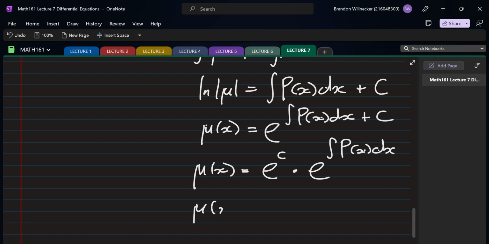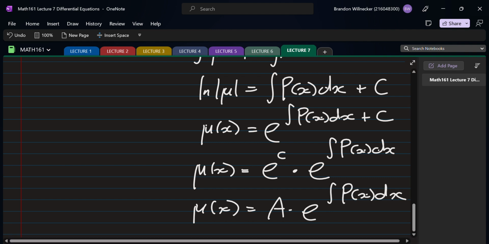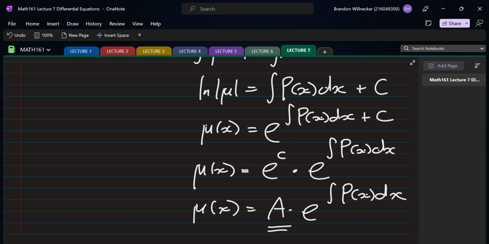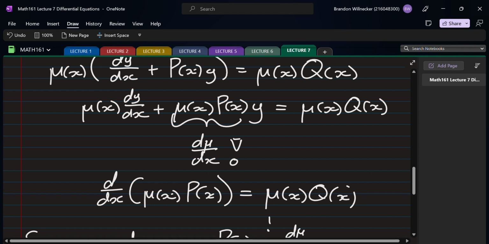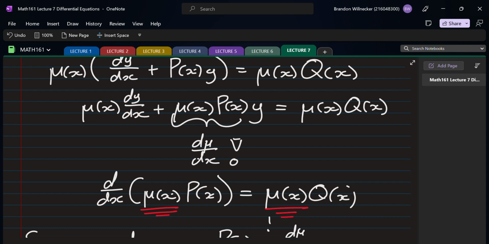Let's call that a. So we have mu of x equals a times e to the integral p of x dx. Okay, so we have this integrating factor mu with a constant in front. Now I said that the constant doesn't matter, and the reason for that is that when we substitute mu, let's go back here to the previous statement, so we substitute mu, we see that it appears on the left-hand side and the right-hand side. So any constant that we put, so let's say we have our a times mu, that constant will appear on the left and on the right.